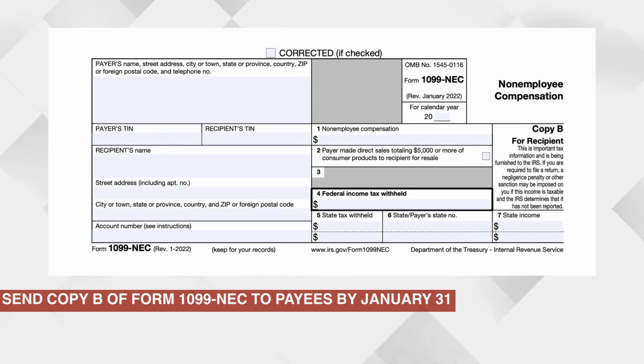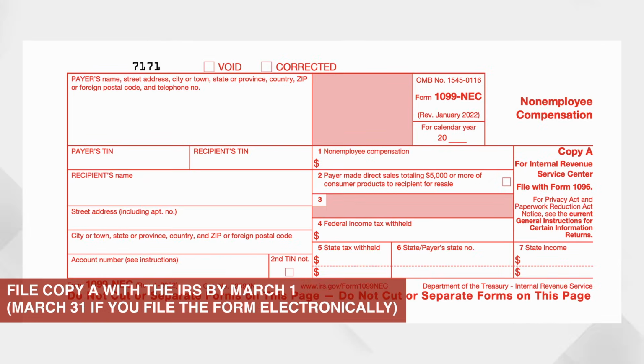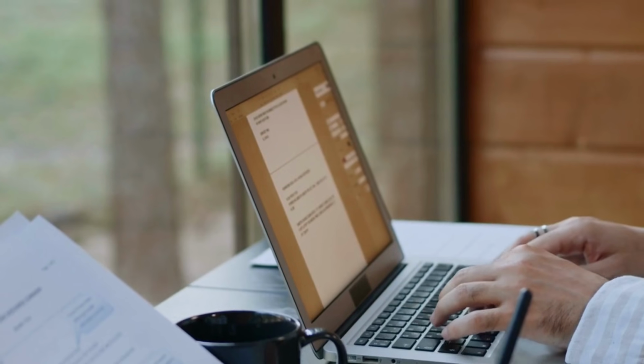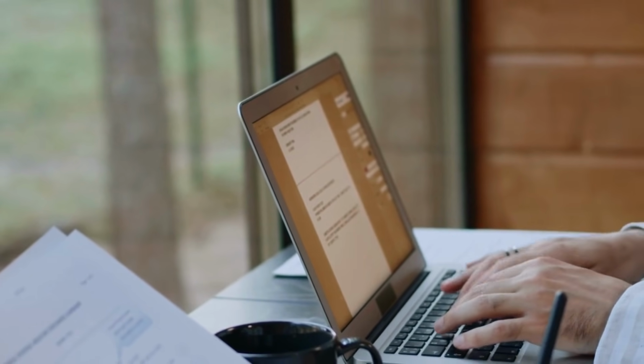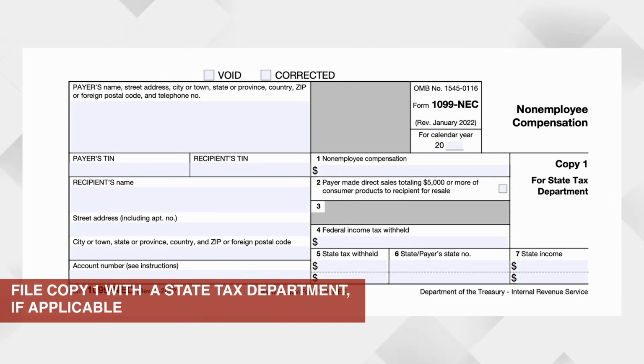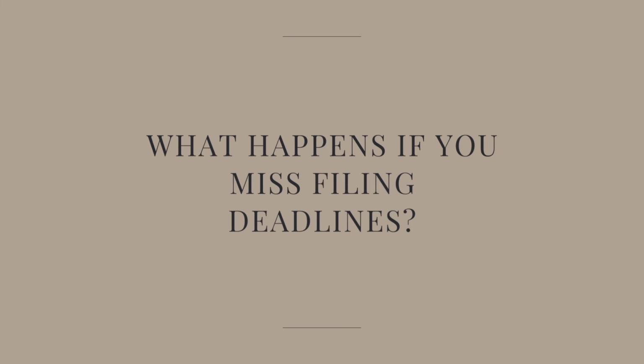You're going to send copy B of Form 1099 to payees by January the 31st, and you will file copy A with the IRS by March 1st. The deadline will move to March the 31st if you file the form electronically. If your state requires it, copy 1 is for them, so you will file it with the state tax department. By the way, if any of those dates fall on a weekend or a holiday, the filing deadline shifts to the next business day.